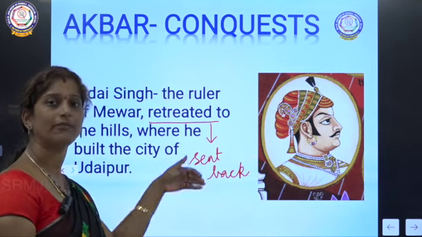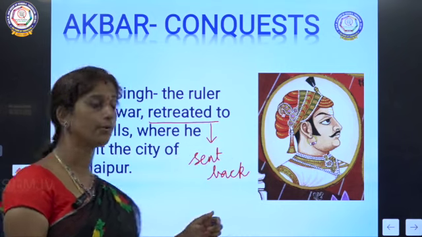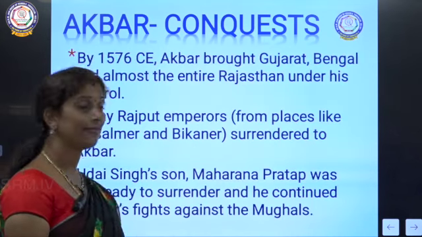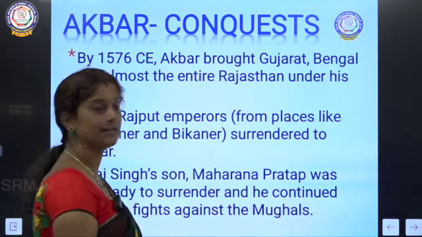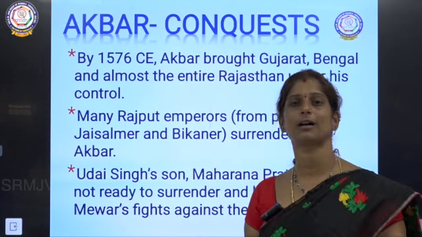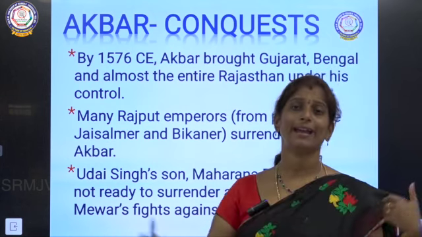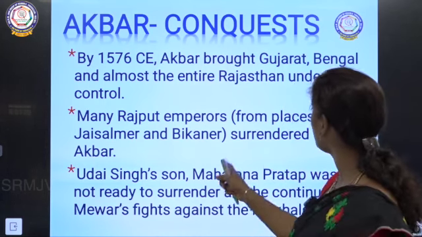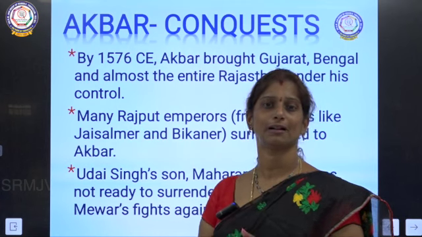After that Mewar war, he was sent back to his own place where he had already built a city called Udaipur. Then in 1576, Akbar brought Gujarat, Bengal and almost the entire Rajasthan under his control. After taking over the empire, within 20 years he was able to cover almost the entire North India. Many Rajput rulers from places like Jaisalmer and Bikaner surrendered to Akbar. Many Rajput rulers were scared to fight against him.